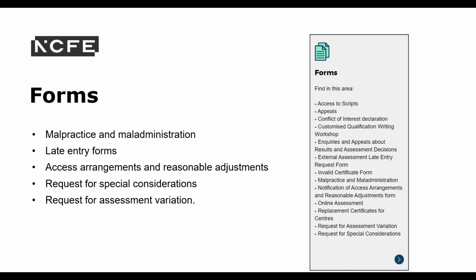The request for special considerations is after the assessment has taken place. It is for when some adverse circumstances could have impacted on the learner's ability to demonstrate their usual level of attainment, so for example due to illness or a bereavement. And the request for assessment variation is when you need to vary the assessment from, for example, the published assessment date or the published assessment time, which was beyond the permitted 30 minutes, or change or extend the assessment site from your current approved location.